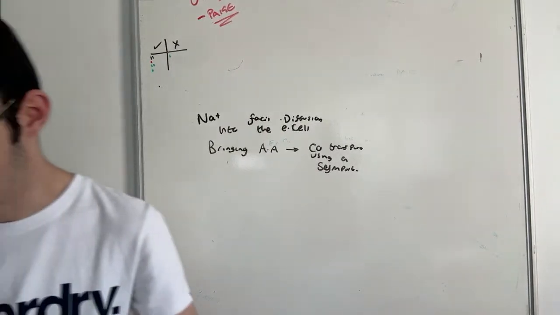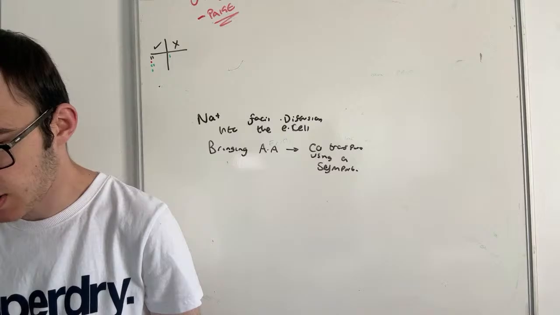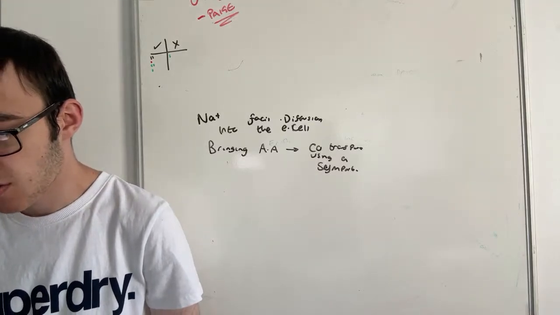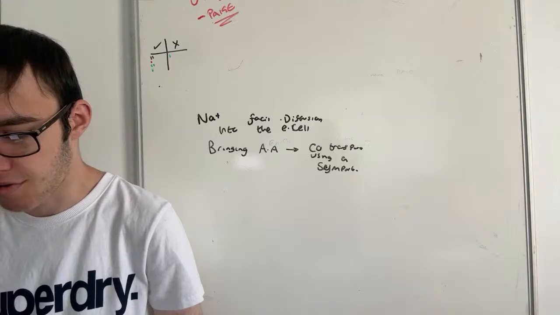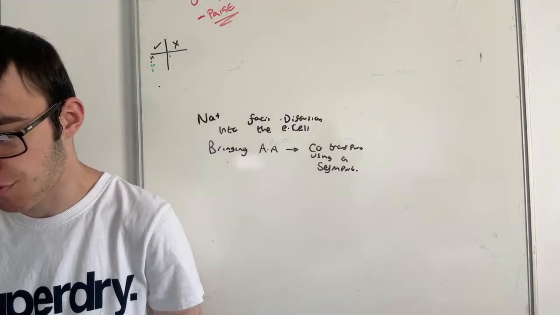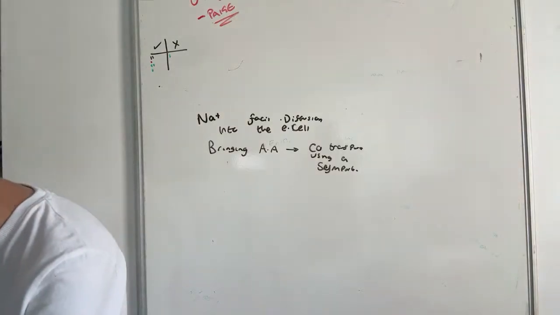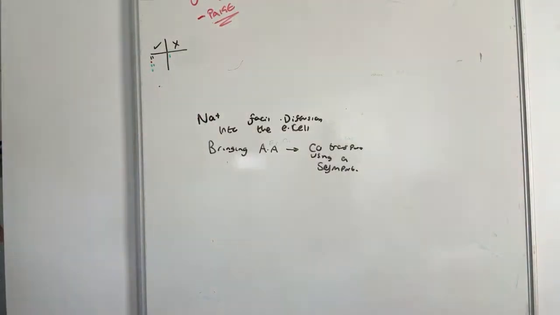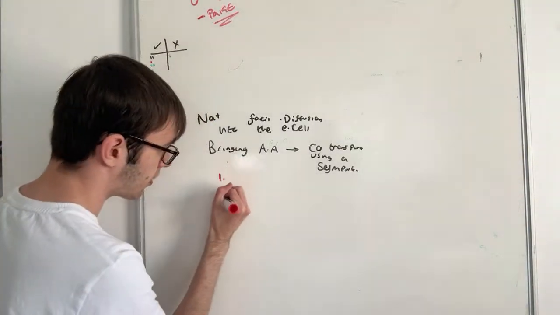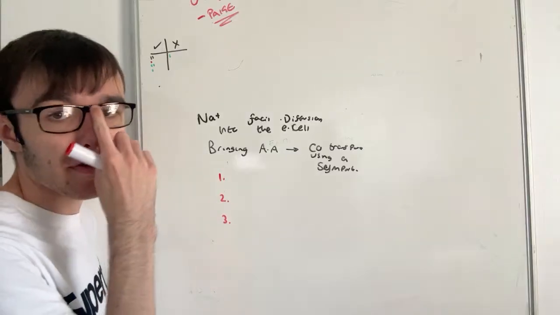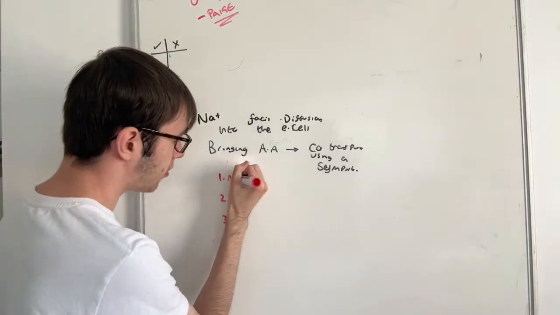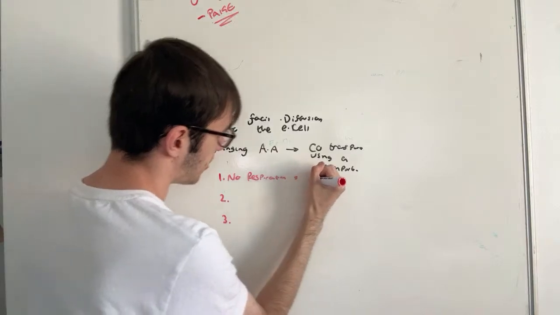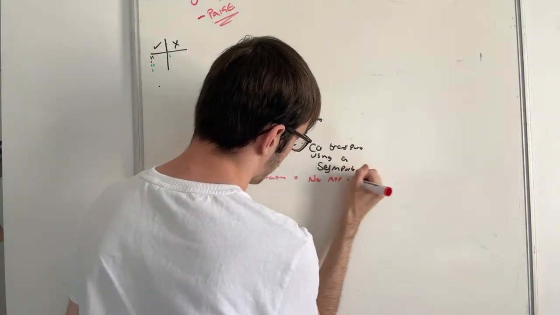Scientists discovered this mechanism after treating ileum cells with a respiratory inhibitor. Explain why the absorption of amino acids would stop if the cells were treated with a respiratory inhibitor. Cool, 3 marks. This is nice. Number 1, number 2, number 3. 3 mark question. Number 1, no respiration means no ATP production.